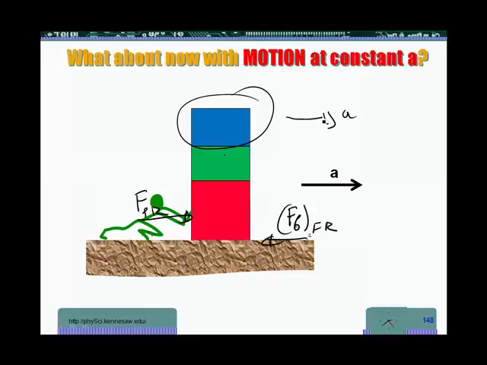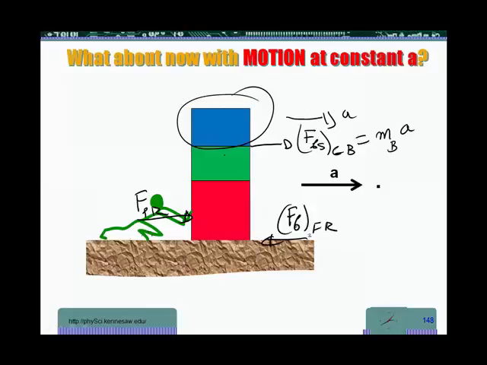Okay, and it is static because the blue box is not sliding off the green box. So in other words, there must be a friction force, it is static, that the green box exerts on the blue one. Isn't that interesting? And that force should be equal to the mass of the blue box times its acceleration, which is the same as the acceleration of all of them. Isn't that fun?